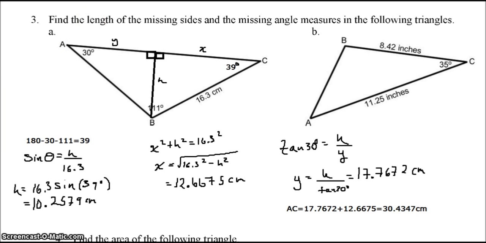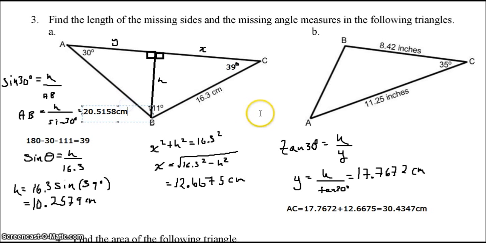So this one, we could do just about anything now. I'm going to use sine of 30. That equals h over AB. That means AB equals h over sine of 30. And h is 10.2579. And I got 20.5158 centimeters. So that's it for that first triangle. Now I'm going to delete all this to make room for the second.